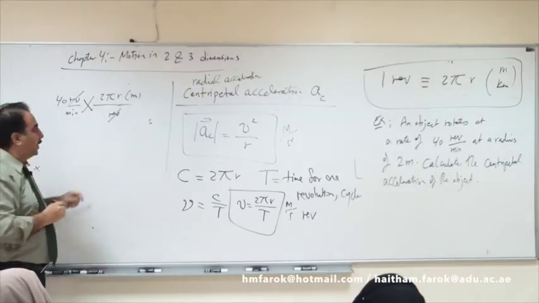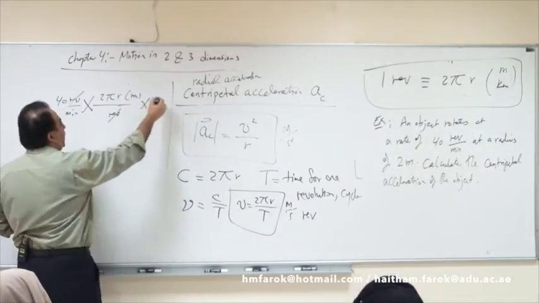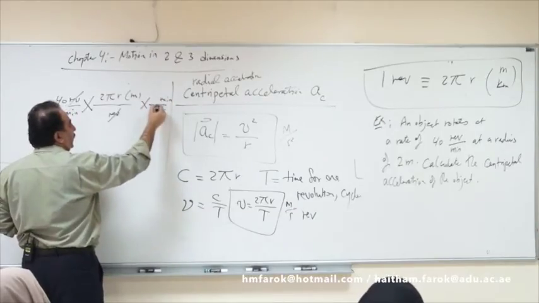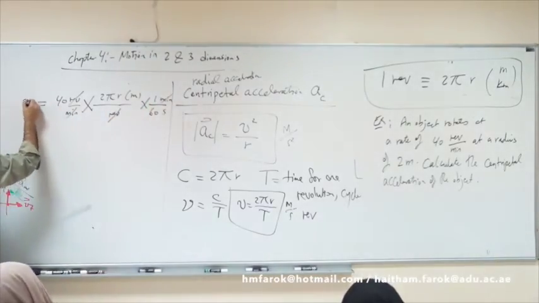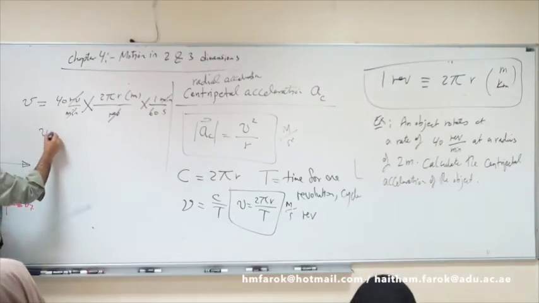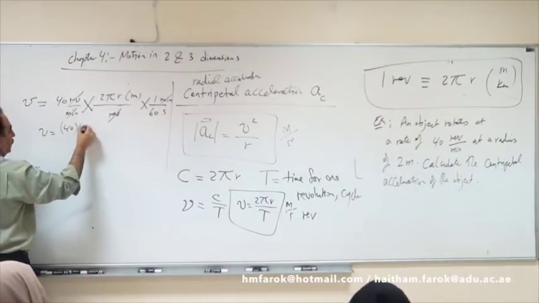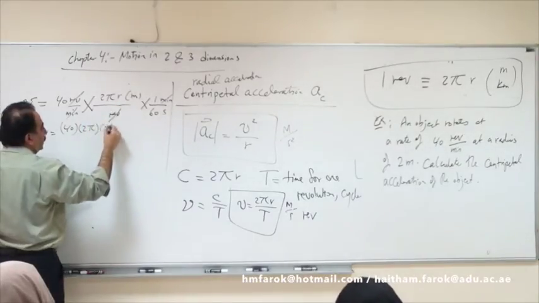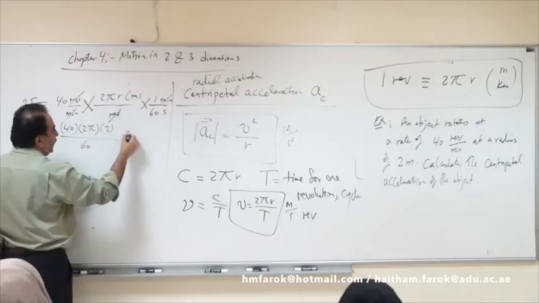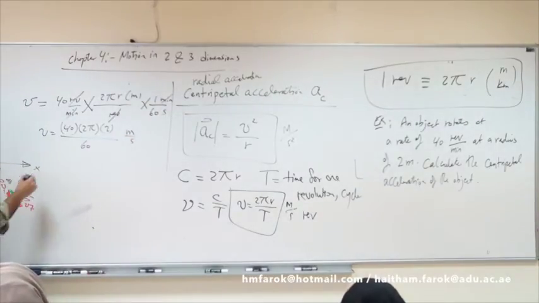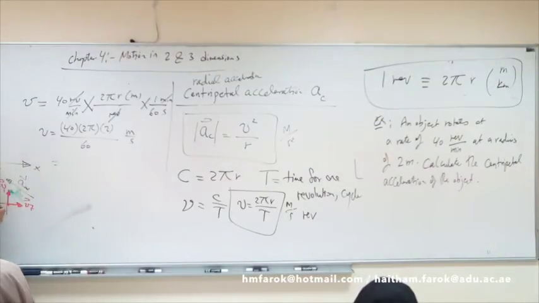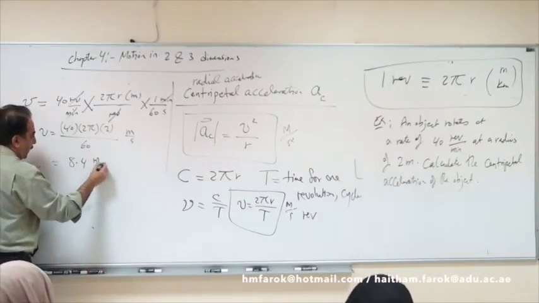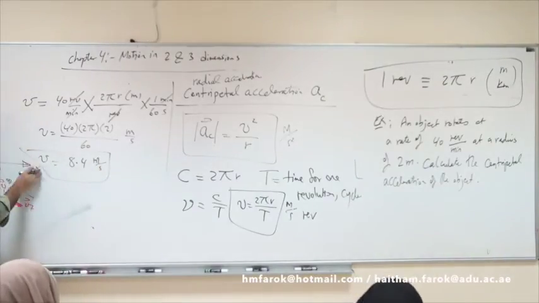But I want to change it to seconds. So another factor: minute, second. 1 minute is 60 seconds. Minute cancels with minute. So is this velocity or speed now? Okay, what is it now? Do it for me. 40 by 2 pi by r is 2 over 60 meter per second. So final, decimal: 8.4 meter per second. So you found V, yes?